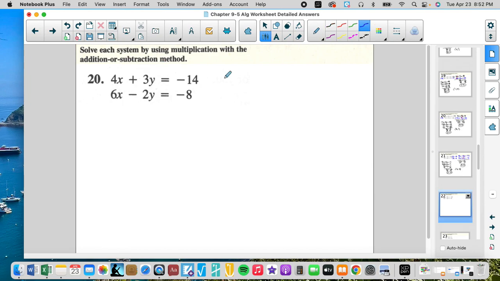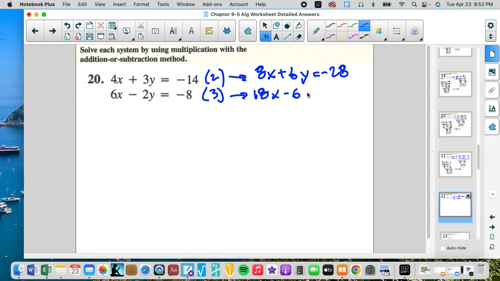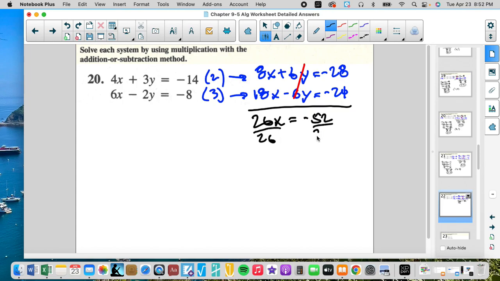I'm still going to stick with, I'm going to make that 2. This is 3. This becomes 8x plus 6y equals negative 28. This becomes 18x minus 6y equals negative 24. The y's cancel. I'm left with 26x equals negative 52. Divide by 26, divide by 26.